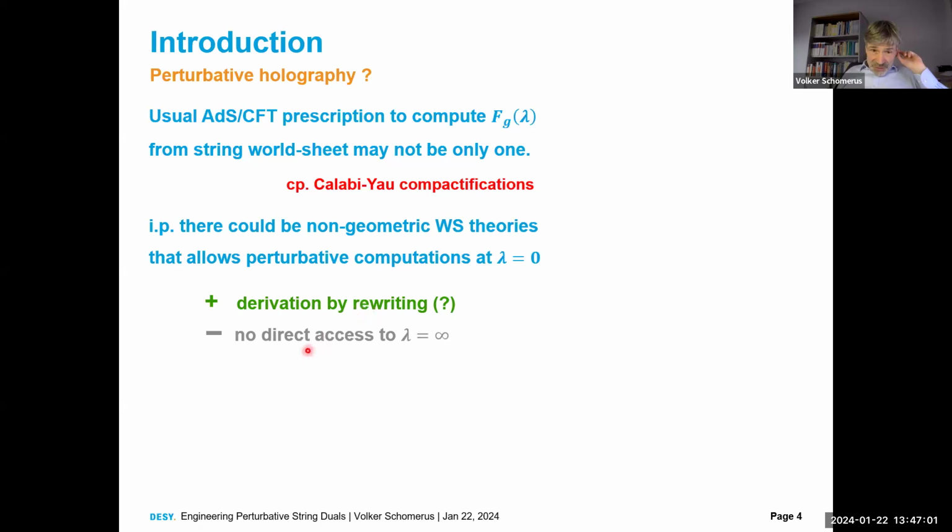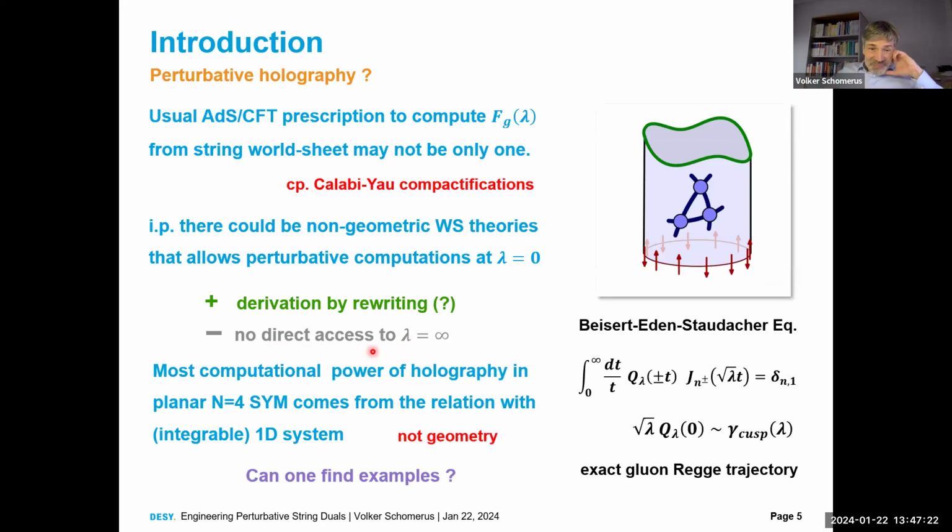The disadvantage could be at first that, of course, it doesn't give you direct access to lambda to infinity, strongly coupled gauge theory, which is a feature of holography that we're very used to. On the other hand, I would want to argue that in some sense, this is not such a serious drawback, because one way I would want to argue is that when we look at N=4 super Yang-Mills, the main thing is really that we are able to rewrite gauge theory as a one-dimensional quantum system. And in that case, of course, an integrable one-dimensional quantum system. And then all the power of this one-dimensional quantum system can be used to do calculations.